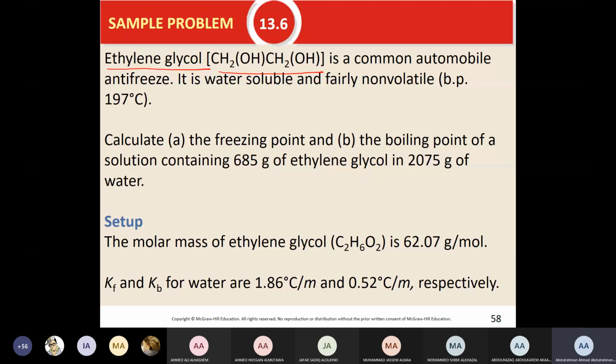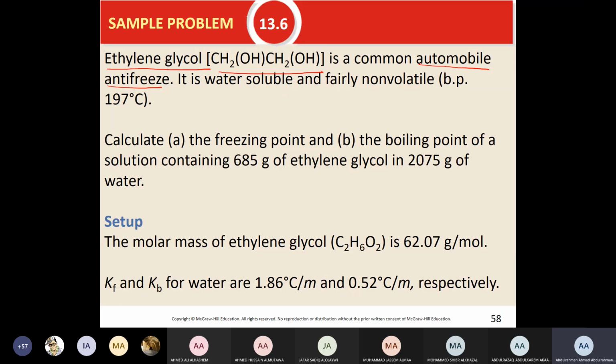Do you know what's ethylene glycol? No. That's what you use in your radiator in your car. Do you know the green solution that you put, or sometimes it's red? That's ethylene glycol. They add ethylene glycol to the water. Is this clear? Yes. And they call it automobile antifreeze. They call it antifreeze in the market.